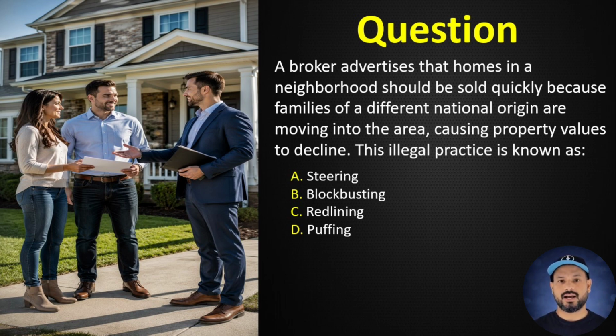Question number 25. A broker advertises that homes in a neighborhood should be sold quickly because families of a different national origin are moving into the area, causing property values to decline. This illegal practice is known as: A. Steering, B. Blockbusting, C. Redlining, D. Puffing. Correct answer B. Blockbusting. Blockbusting encourages sales by creating fear about changes in neighborhood demographics.